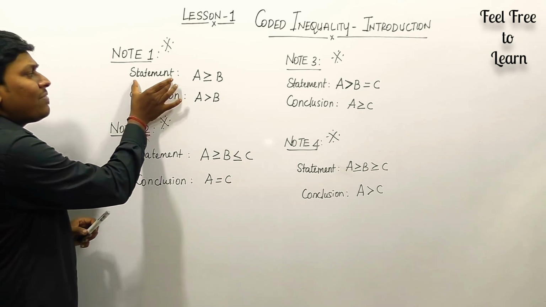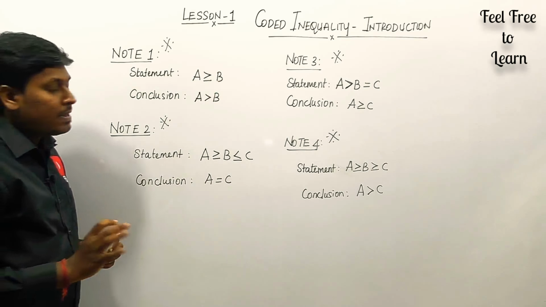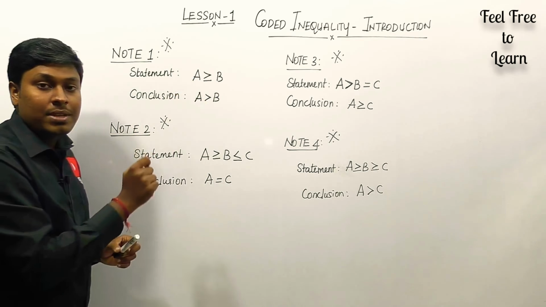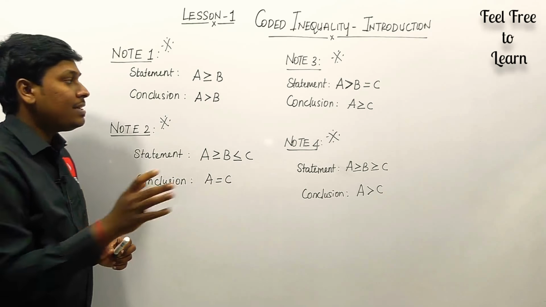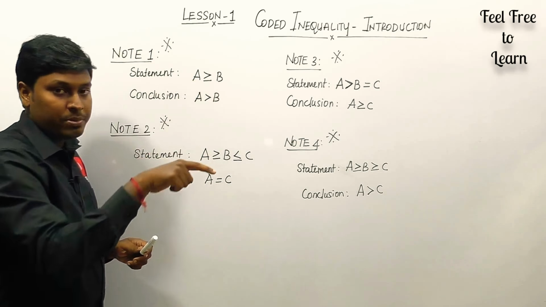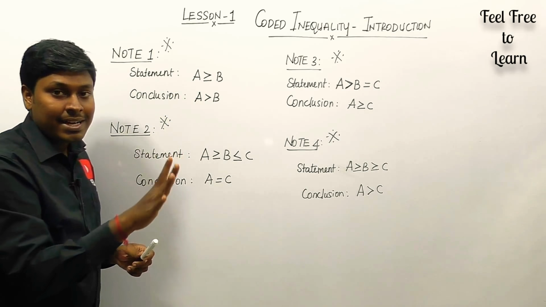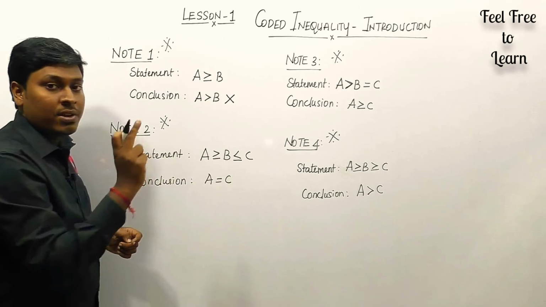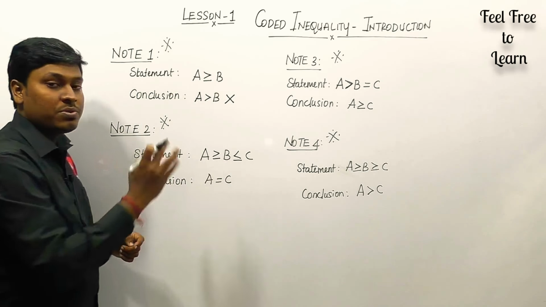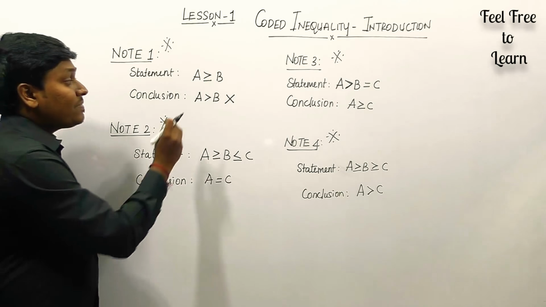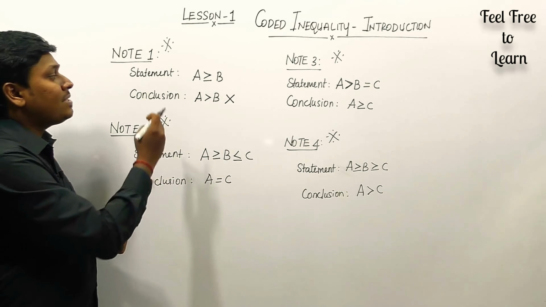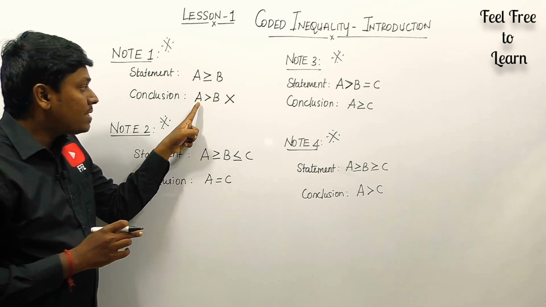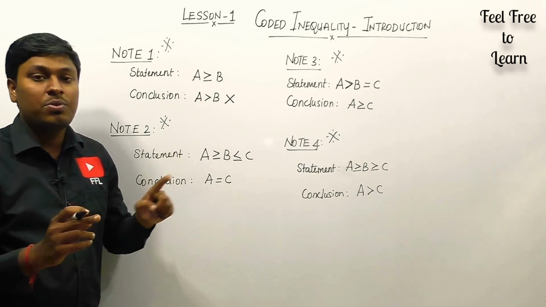So note number 1. They have given a statement as A greater than or equal to B and the conclusion as A greater than B. So by seeing the statement, we need to conclude whether the answer is true or false. Listen carefully, the statement says A greater than or equal to B, right? And now the conclusion says only A greater than B. So we need to say the conclusion is false. If the conclusion is A greater than or equal to B, then we can say that the statement and conclusion are correct. Friends, got it? In the given statement, it is A greater than or equal to B, but the conclusion says A greater than B. So we need to say the conclusion is false.